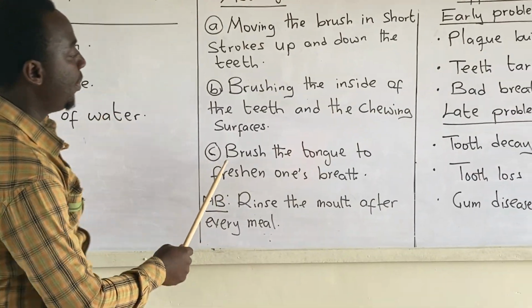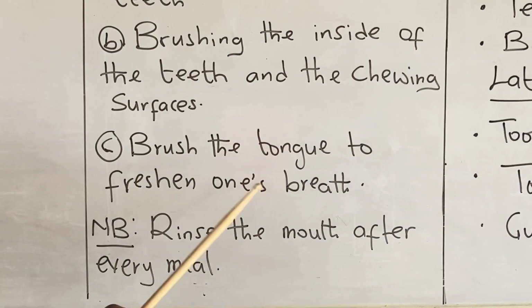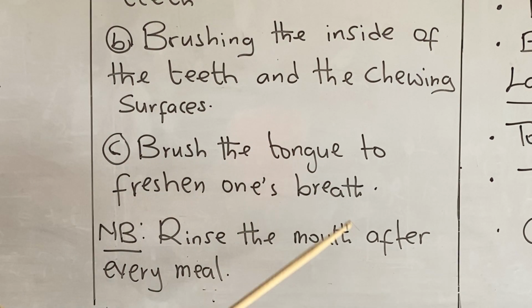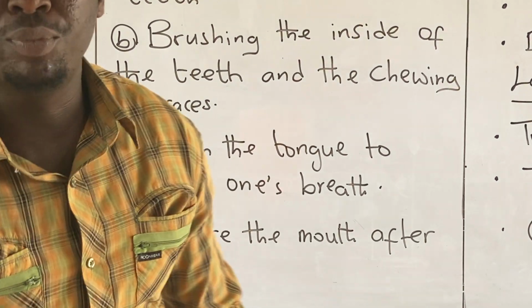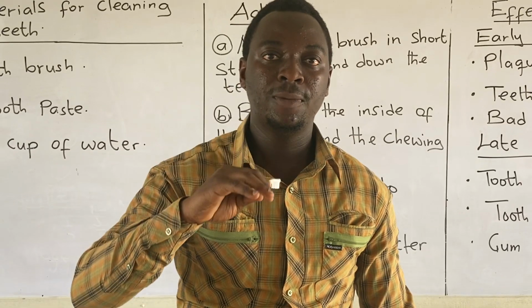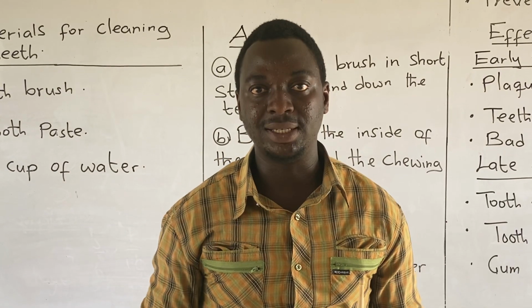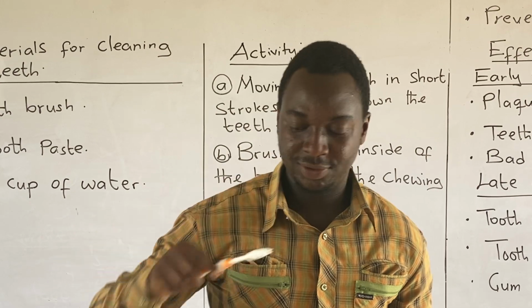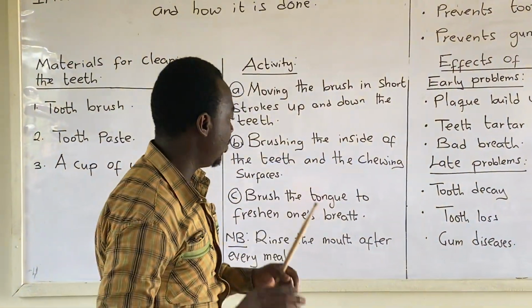C. Brush the tongue to freshen one's breath. So you have to brush your tongue. Avoid putting the brush in your throat, for it can cause vomiting. You bring your tongue out and brush it. So you brush your tongue to freshen your breath.